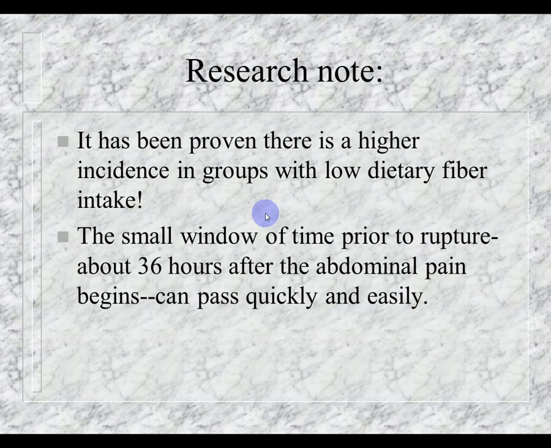Just a quick research note. It has been proven that there is a higher incidence in those who have low dietary fiber. But this is very important: the window of time prior to rupture is small. It's only 36 hours after the abdominal pain begins. And if you think about it, 36 hours can pass very quickly and easily. In fact, within 48 hours, the appendix will have ruptured in 80% of children. So it's one of those things you want to catch as soon as you can.